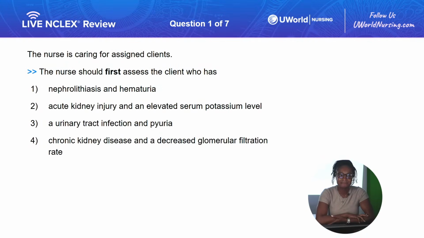First question. The nurse is caring for assigned clients. The nurse should first assess the client who has what? Option 1, nephrolithiasis and hematuria. Option 2, acute kidney injury and an elevated serum potassium level. Option 3, a urinary tract infection and pyuria. And option 4, chronic kidney disease and decreased glomerular filtration rate. Ooh, that was a hard word to say, but go ahead and drop what you think the answer to this question would be in the chat, and we'll go from there.